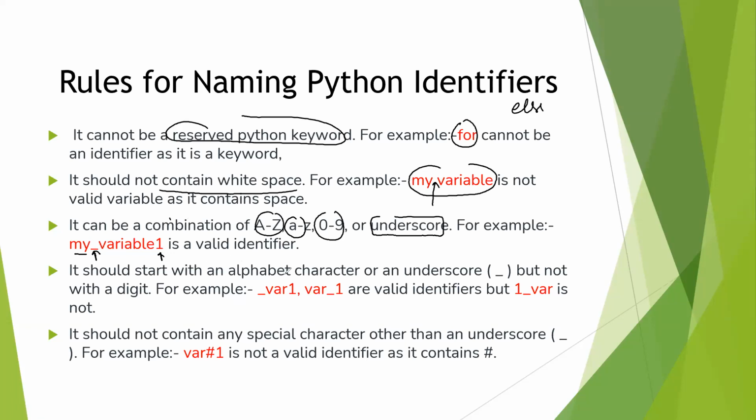An identifier name can start with an underscore or with a character. It cannot start with a digit, so this is not a valid identifier. The identifier name cannot contain any other special character except an underscore. So this is not a valid identifier because it contains a hash.